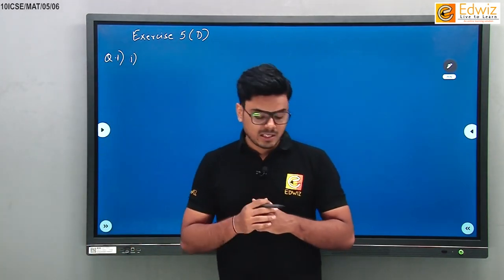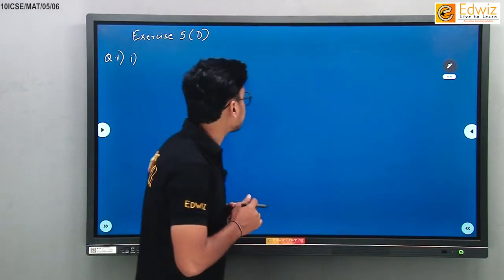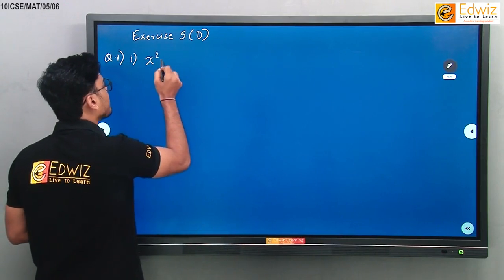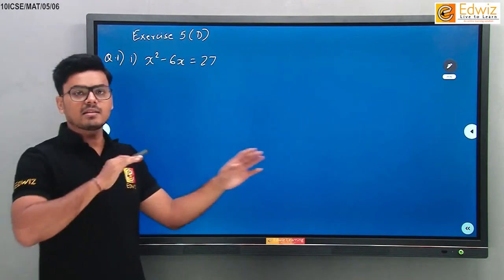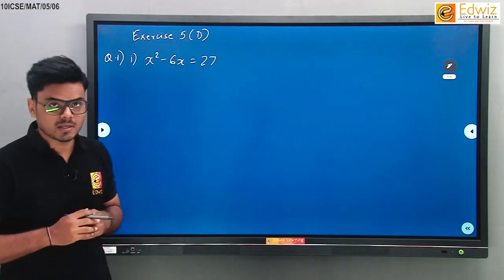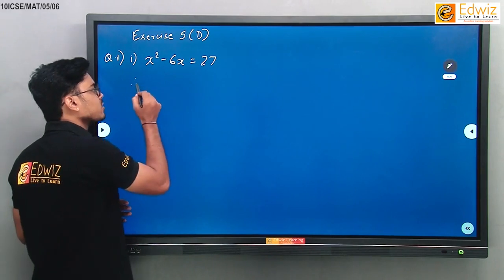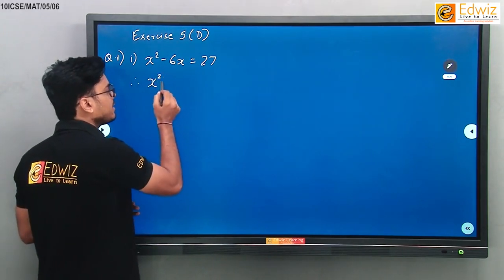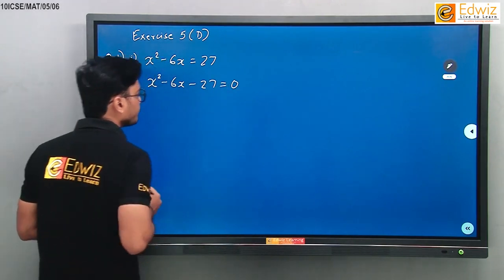Solve each of the following equations using the formula. The first equation is x square minus 6x equals to 27. So I told you, just like in the factorization method, the first step here is to bring this equation in its standard form. Take 27 on the left hand side. This will be x square minus 6x minus 27 equal to 0, okay?